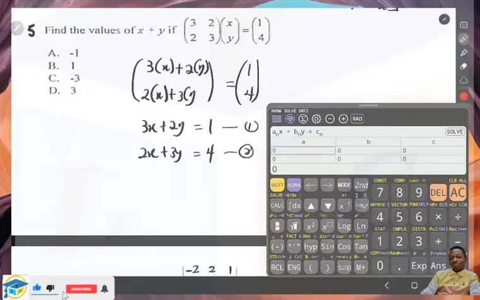So when you take the x, the coefficient is what? Is 3 in this case. Right. So we just type in 3 and press the equal to sign. And we go to y, we press 2. And then we go to c, press 1. So that is the first part.